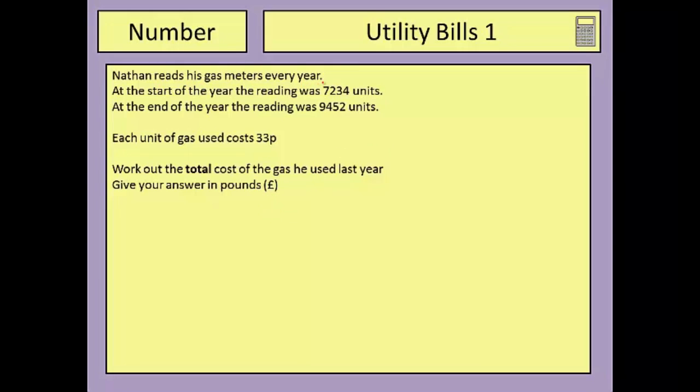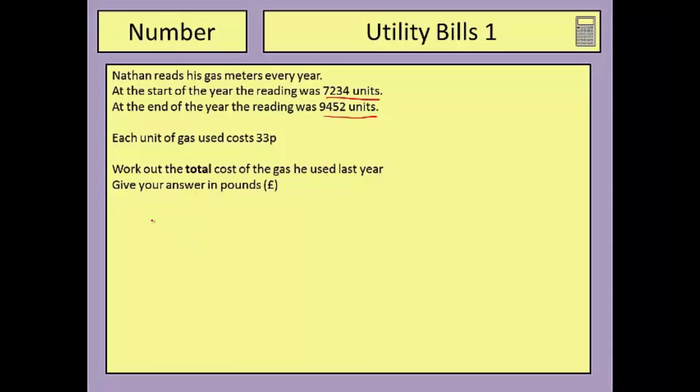Nathan reads his gas meters every year. At the start of the year the reading was this many units. At the end of the year it was this many units. Now don't get confused about the use of the word units here. It's just a way of showing how they measure the gas that's flowed through his meter. So at the start of the year he'd used 7,234 units. At the end he'd used more units because of his gas consumption throughout the year. Now we need to work out exactly how many units he used in the year.